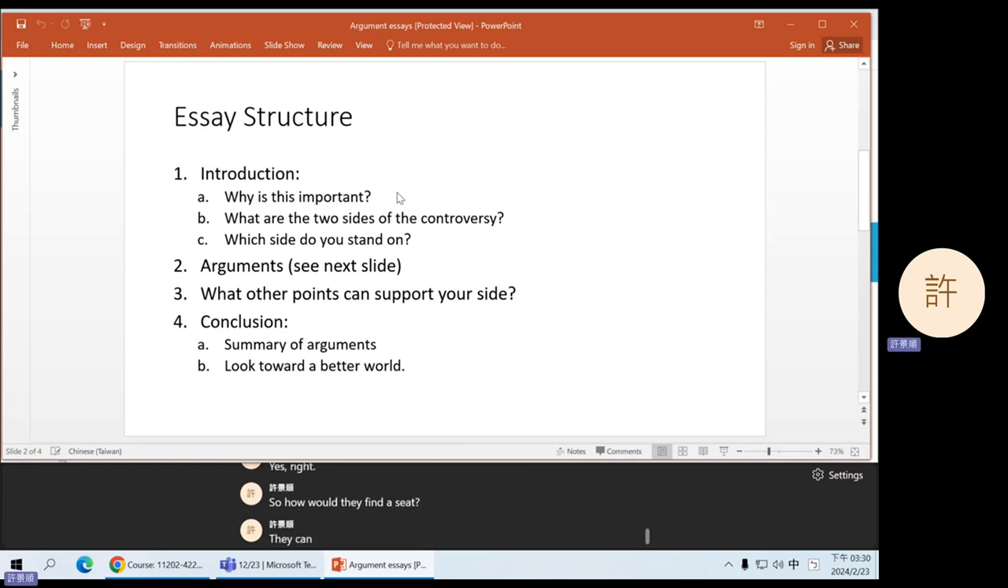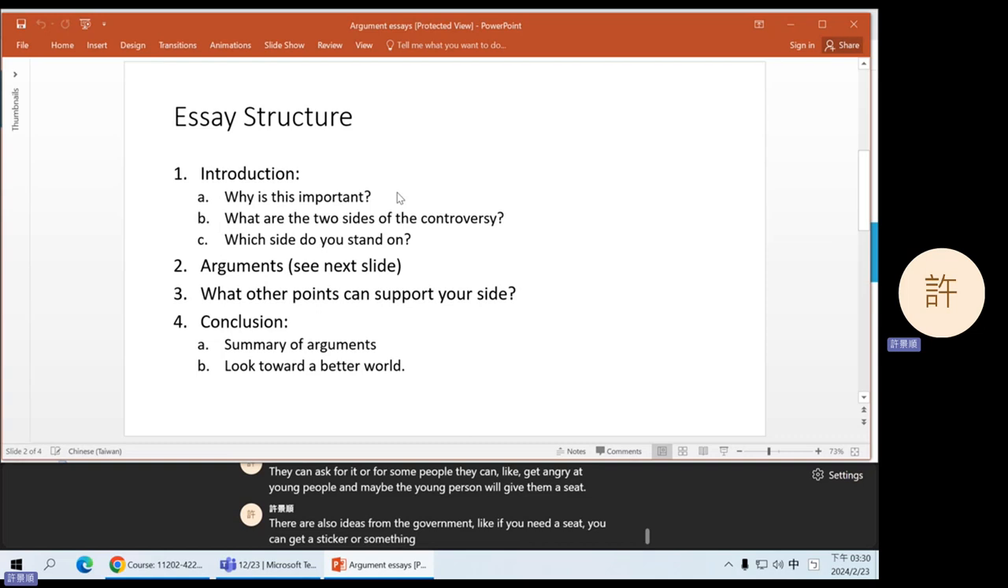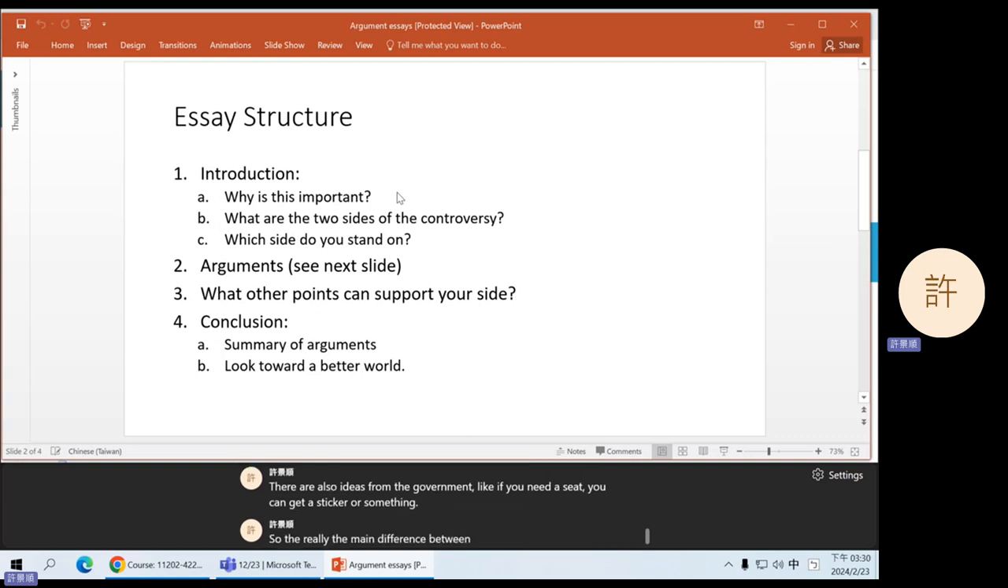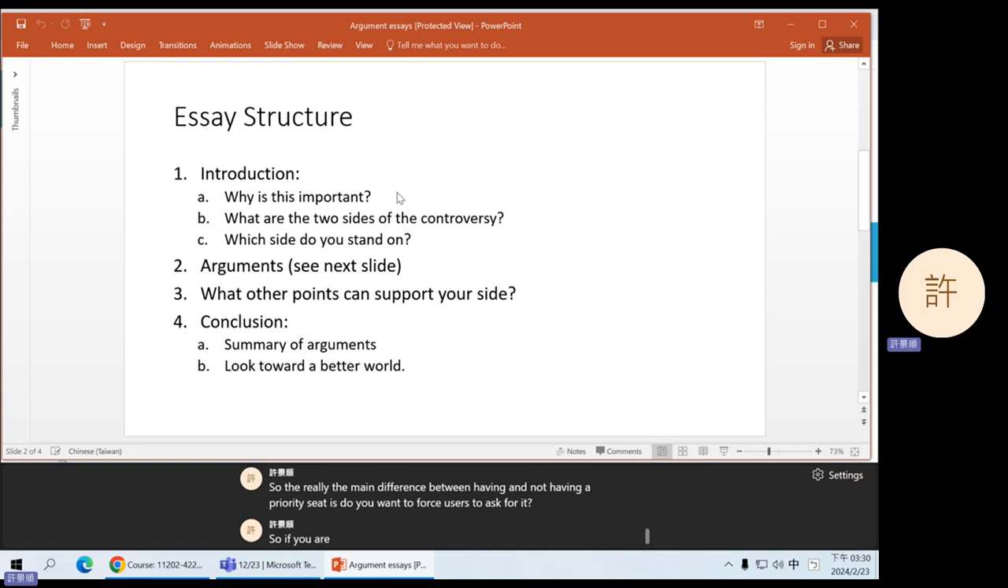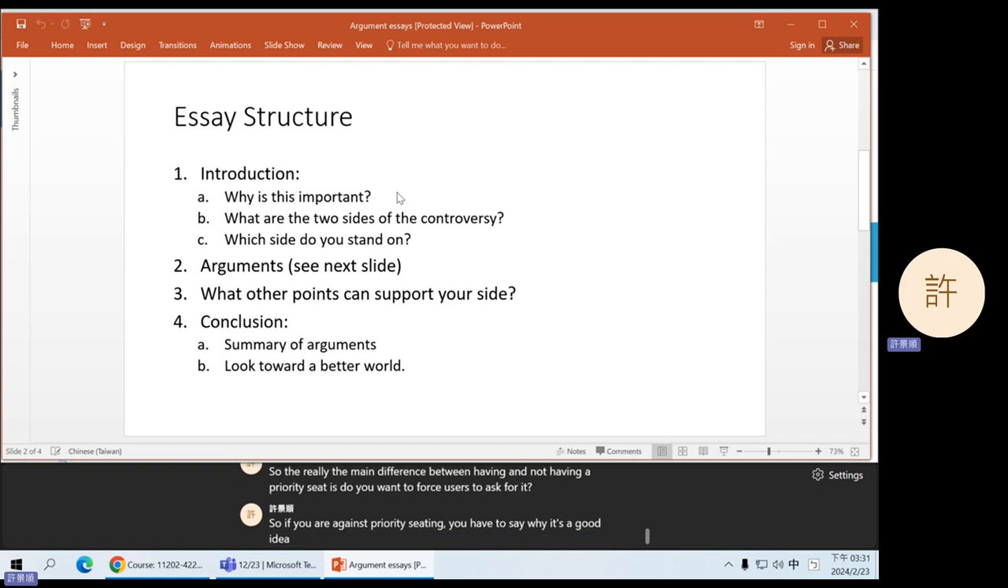They can ask for it. Or for some people, they can get angry at young people and maybe the young person will give them a seat. There are also ideas from the government, like if you need a seat, you can get a sticker or something. So the main difference between having and not having a priority seat is, do you want to force users to ask for it? So if you are against priority seating, you have to say why it's a good idea to make people ask for seats.